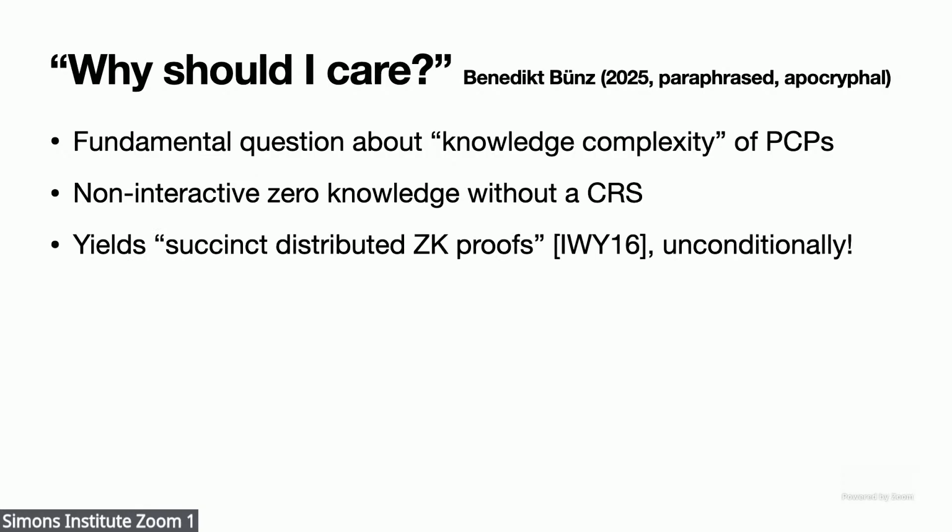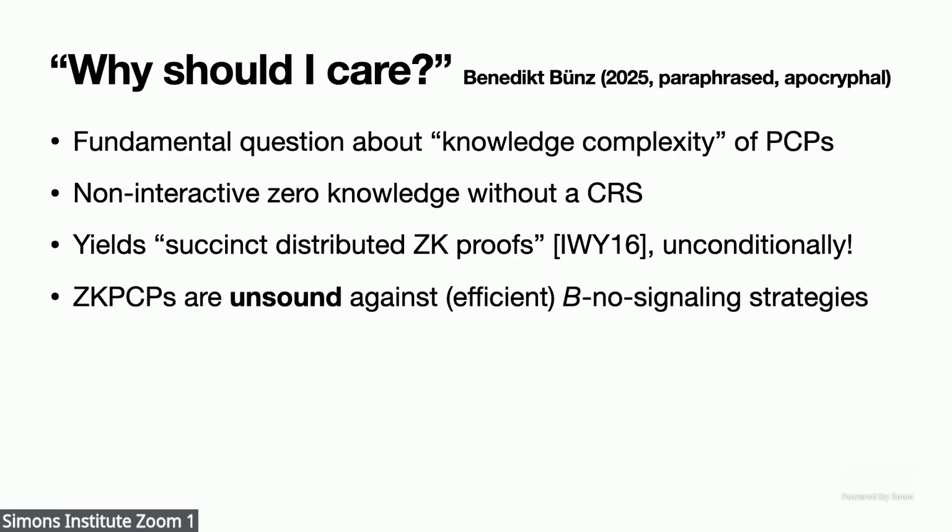So Ishai, Weiss and Yang also gave an application, which is succinct distributed zero knowledge proofs, which is zero knowledge proofs where you have the help of some servers, some of which may be malicious. They show that you can achieve this based on one-way functions, and our result actually shows that you can achieve it unconditionally.